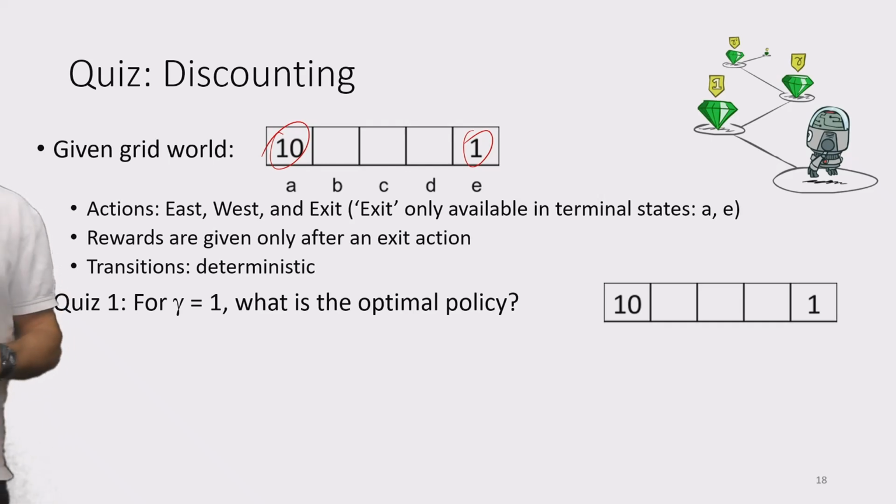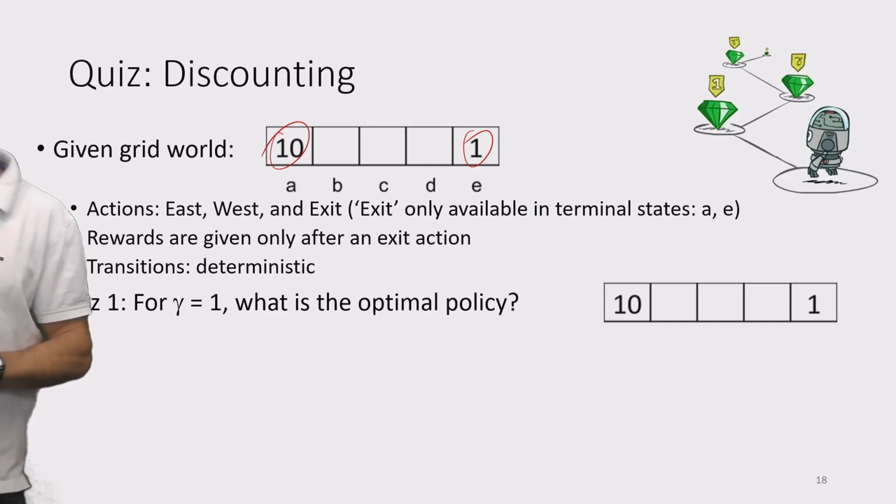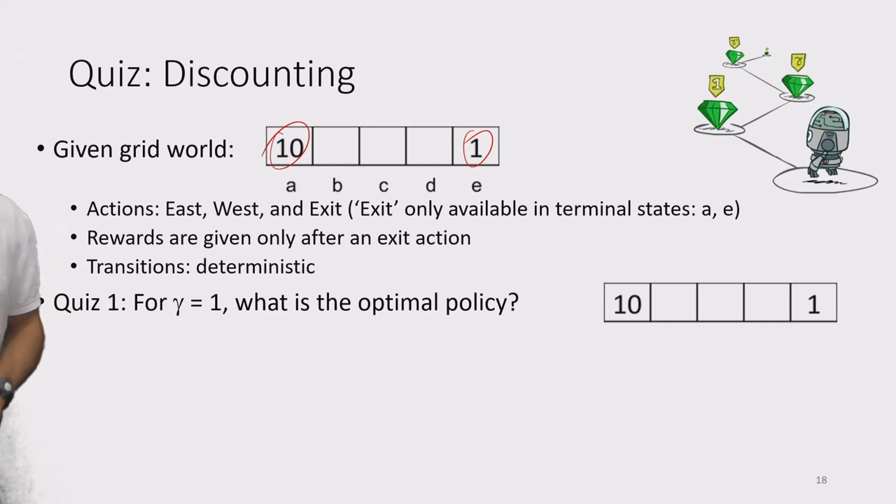So let's start with the first question. If we assume a discount factor of 1, so that's a gamma of 1, what is the optimal policy? Again, a policy would be an action at each one of the states. Actually, two of these states have only one possible action, right? This would be exit and exit. Now, what would be the optimal action at state B?